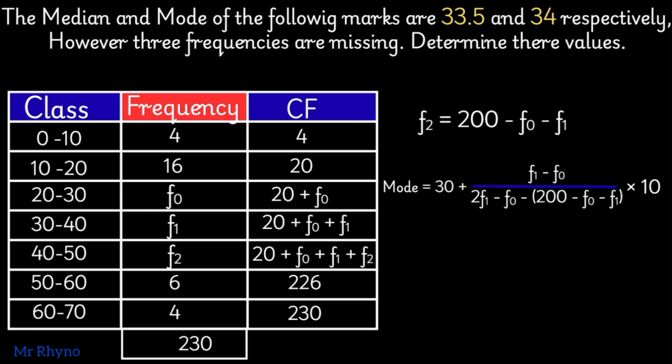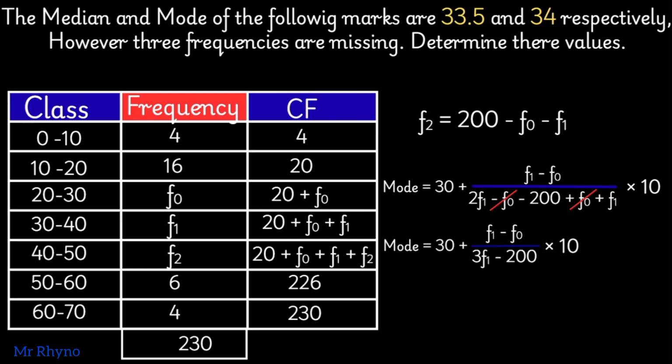Now let's simplify this. We can begin by opening this bracket by distributing the negative, and we shall have plus f0 plus f1 minus f0 plus f0, that is 0, then 2f1 plus f1, that is 3f1. Now notice that we also have the value of the mode as 34.